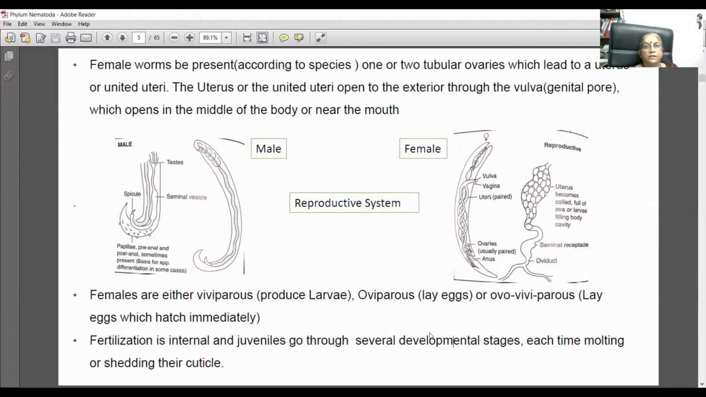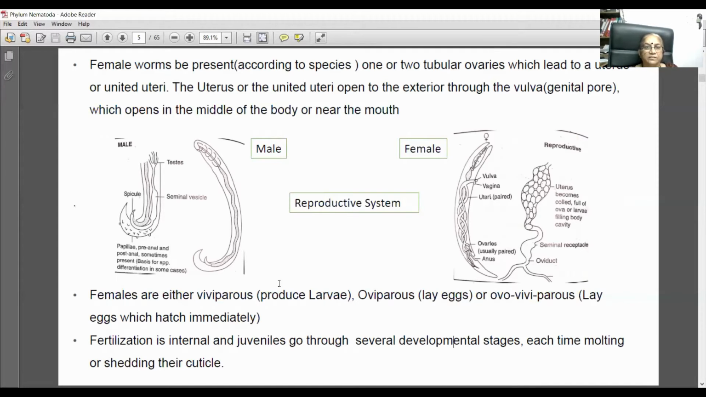Okay, so this uterus, or the united uteri, will open into the exterior through an opening known as the vulva. It is also known as the genital pore, and this genital pore opens on the anterior end, not on the posterior end. That is the peculiarity of this worm, that it opens near the mouth of the worm.